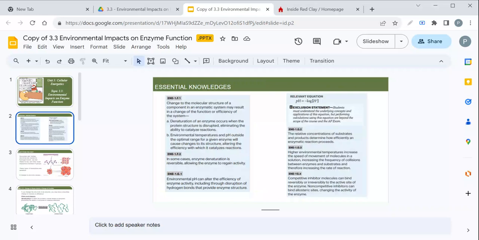So what you can see here is that this talks about the process in which we will start to denature enzymes. Denaturing just means that the protein is losing its shape. And again, right, structure determines function. If it loses its shape, it loses its function, and then your enzyme isn't able to work as properly anymore.